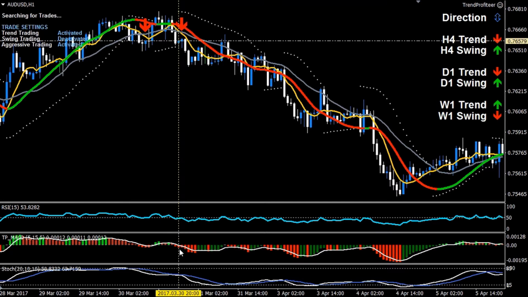The MACD histogram must be below the 0 line. Doesn't need to be below the signal line. It is in this case, but as long as it's below. And the white stochastic must be below the blue stochastic.